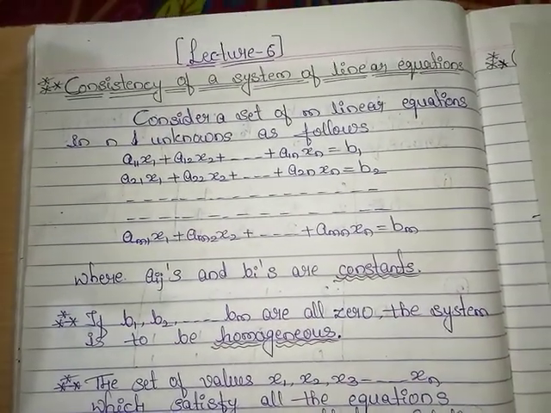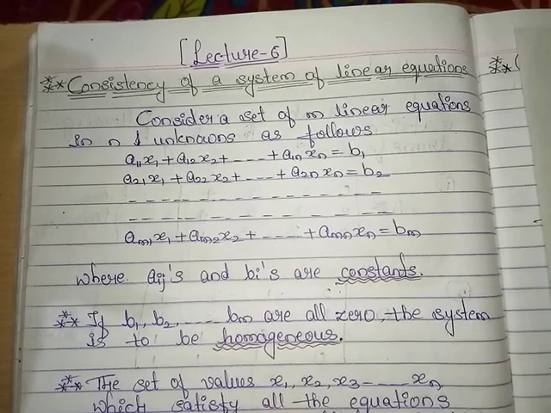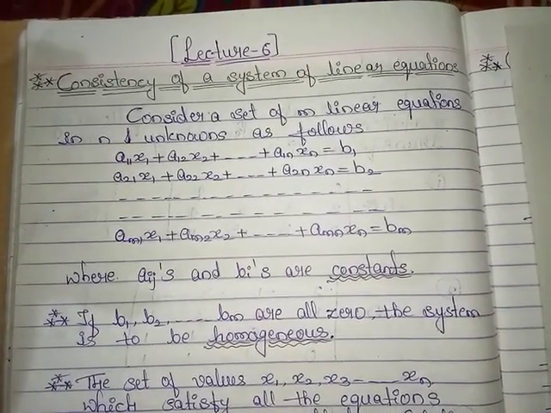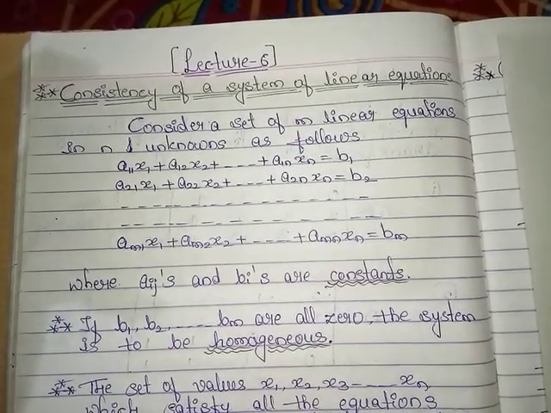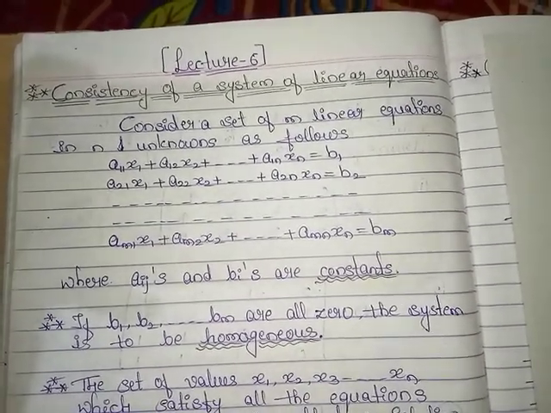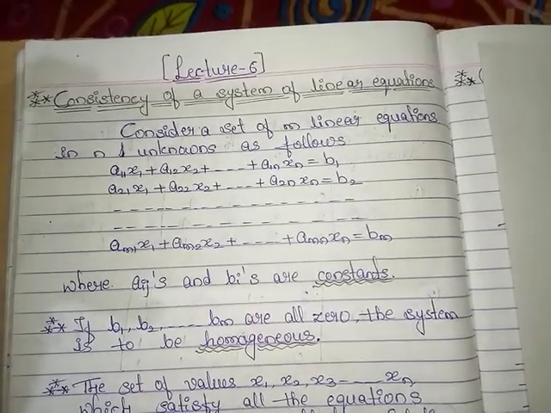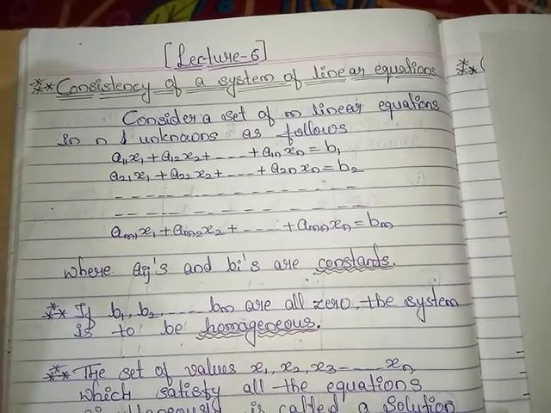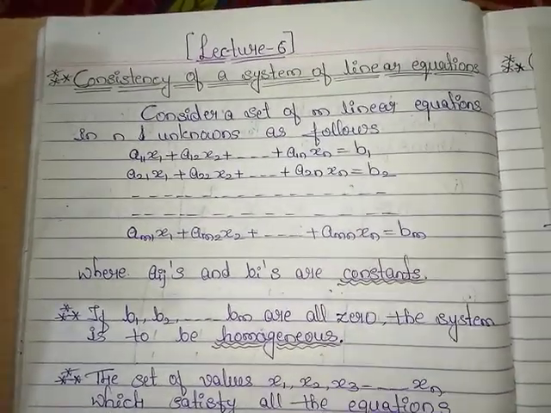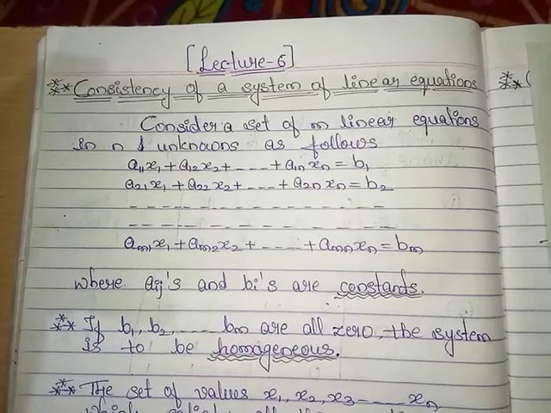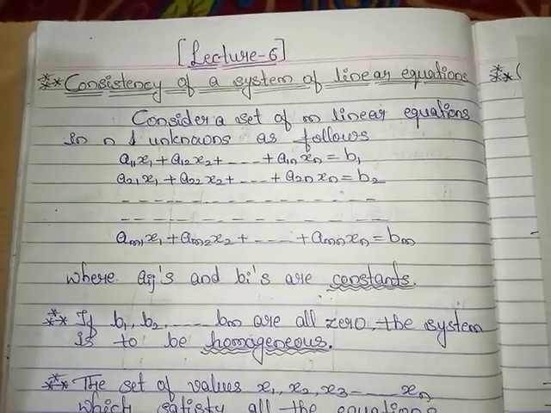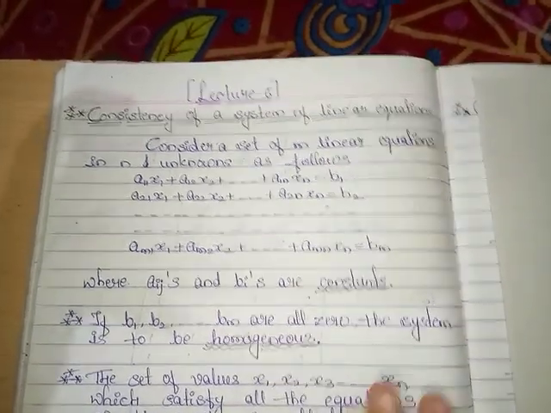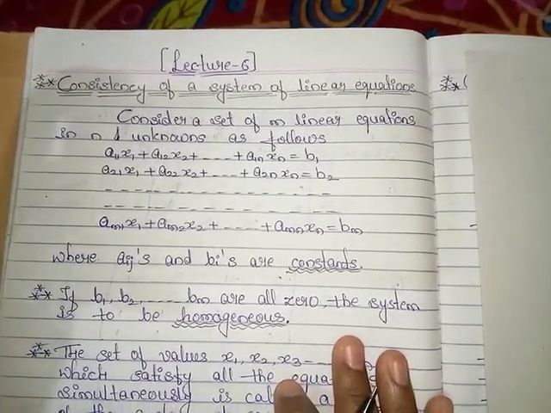Hello everyone. In this lecture, we will go to the next concept of the fifth module, that is consistency of a system of linear equations. You already know what linear equations are. When we say the equation is linear, what is meant by linear equation? The equation which has degree 1. Those equations are called linear equations.